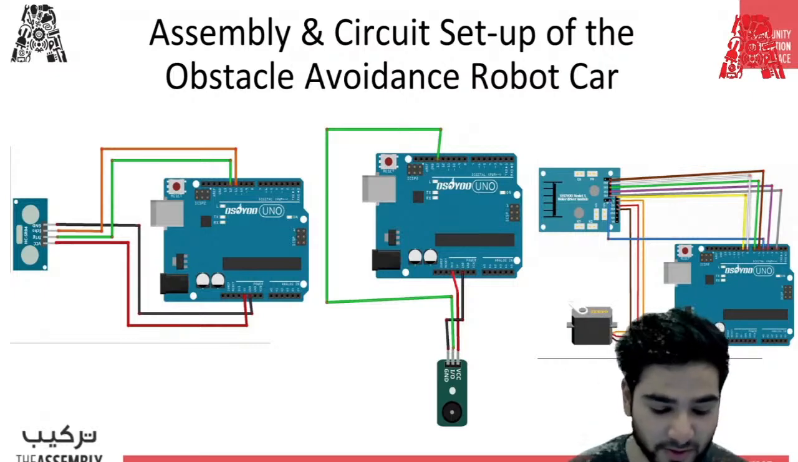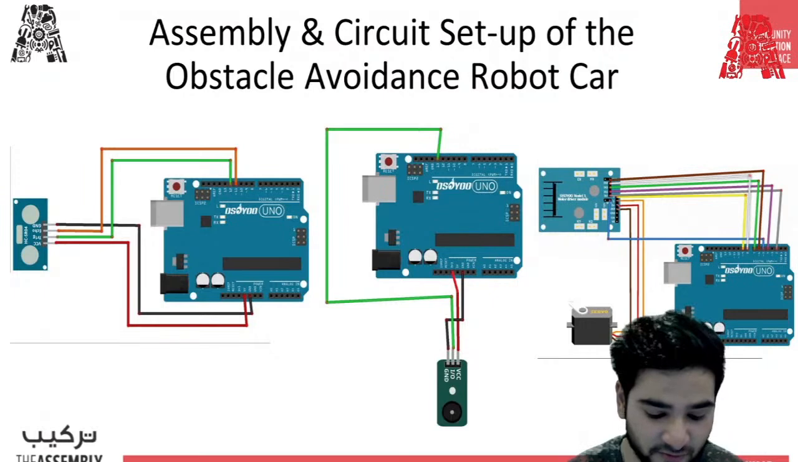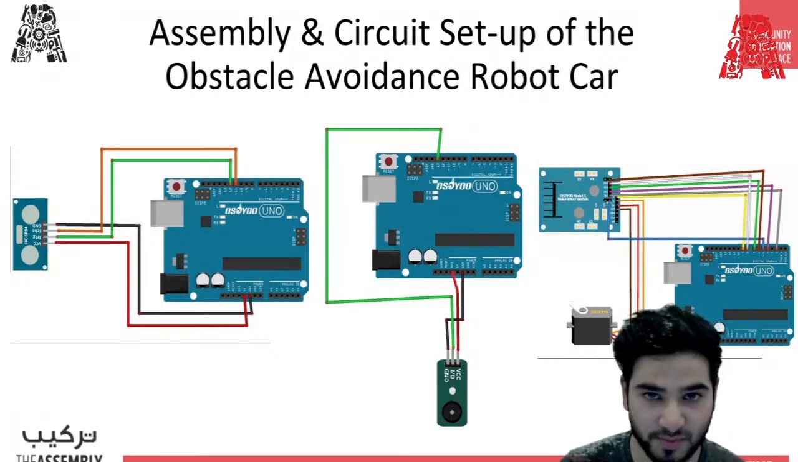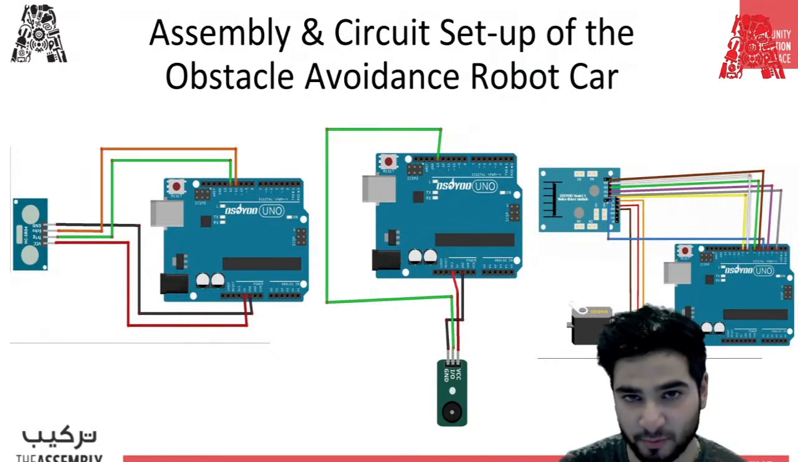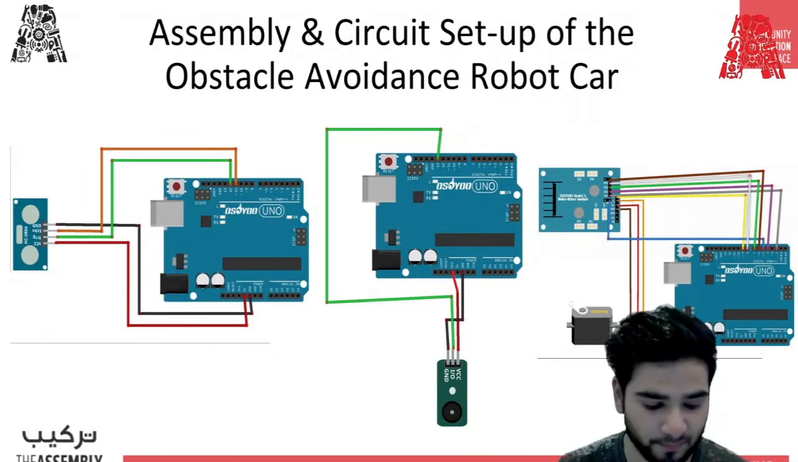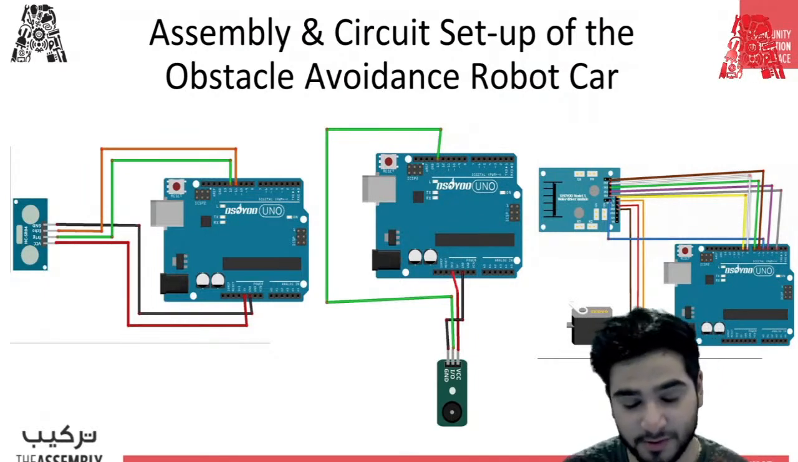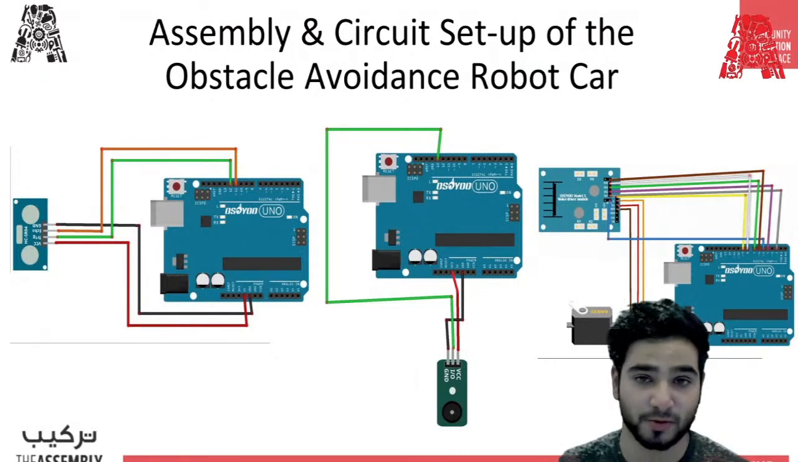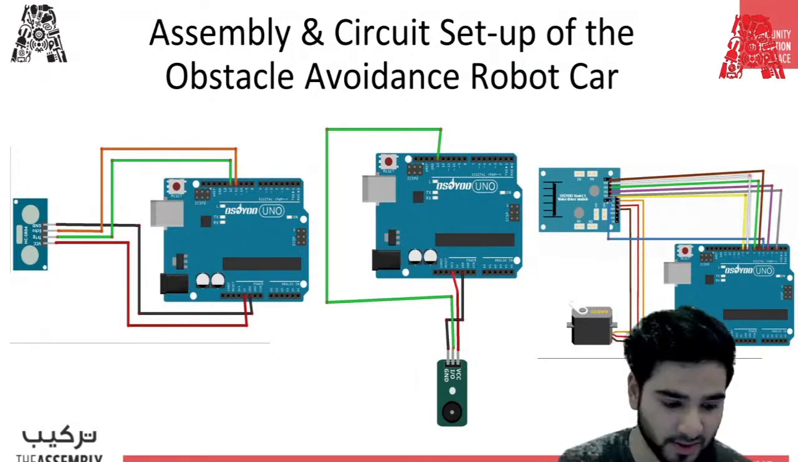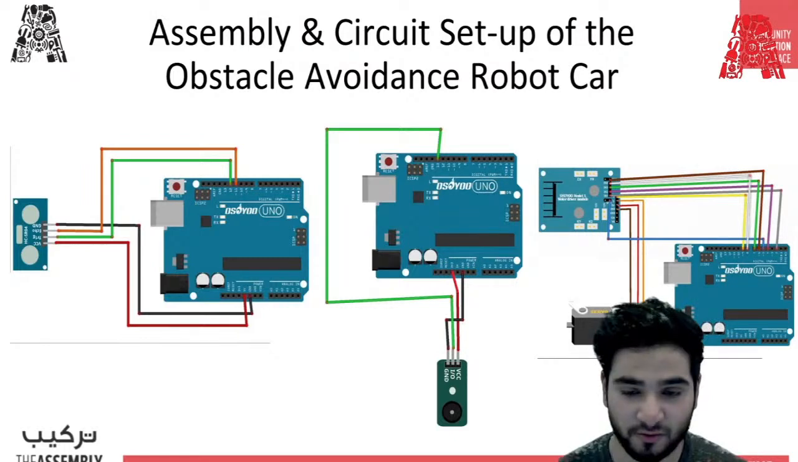For example, for enable B, if the pin is high, the rear motors will spin. And if it's low, then the rear motors will stop. And input 3 and 4 as well are therefore responsible for the rear motors. So yeah, that's the connection between the motor driver and the Arduino.